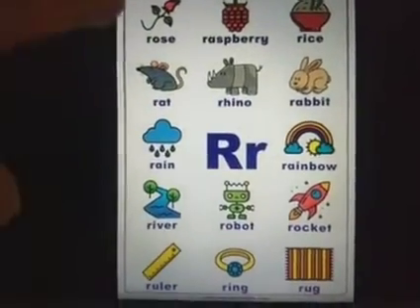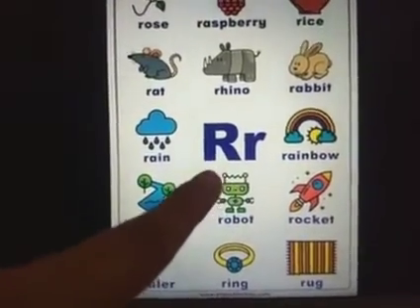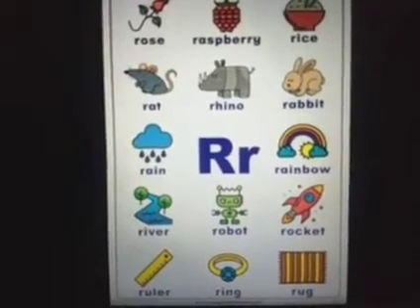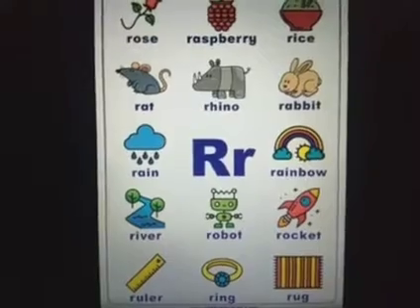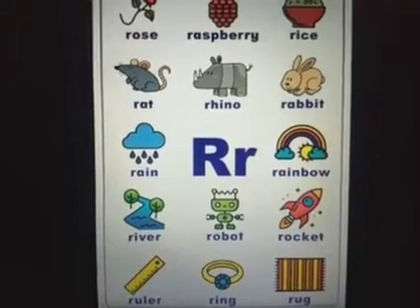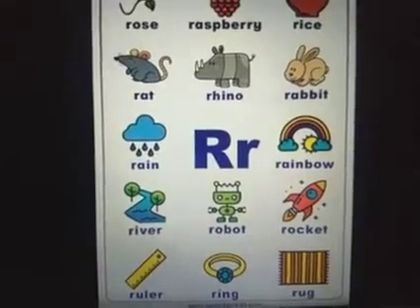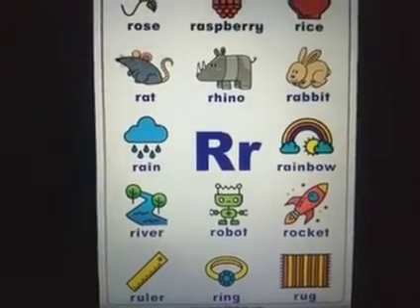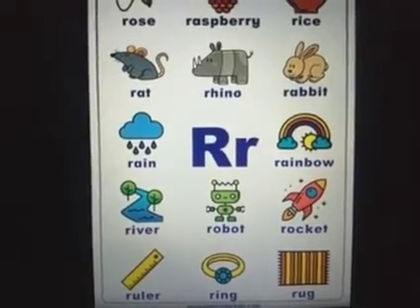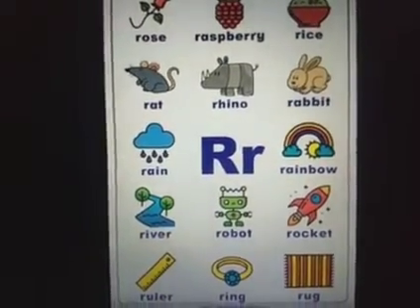Yes, let's do it once again. All of these images begin with the sound R. Yes, the name of the letter is R and the sound is R. Rose, raspberry, rice, rat, rhino, rabbit, rain, rainbow, river, robot, rocket, ruler, ring, rug. Yes, so all these words begin with the sound R.